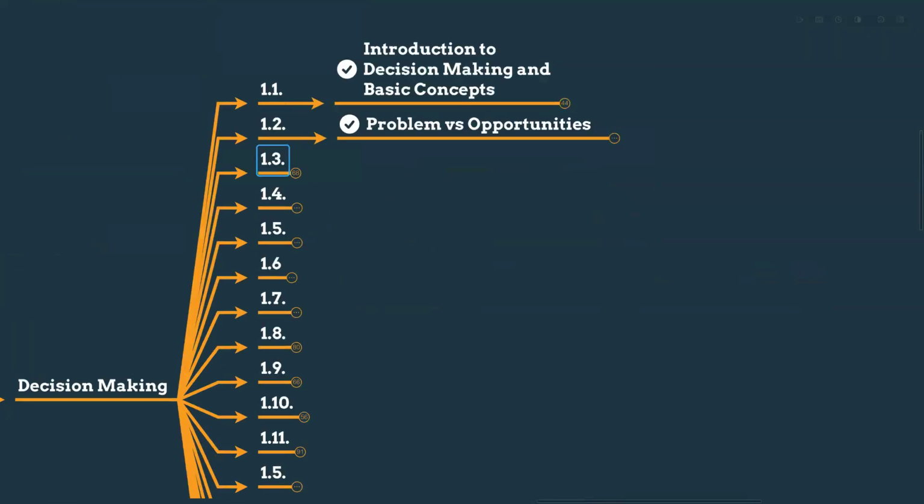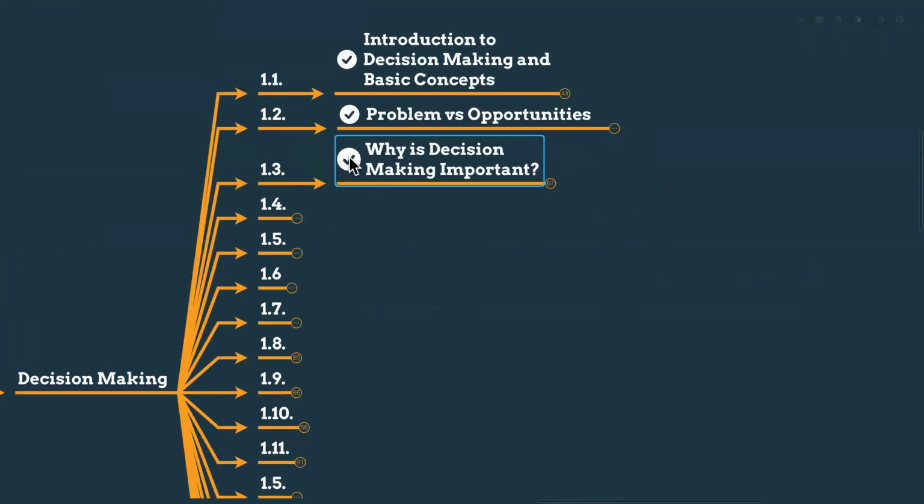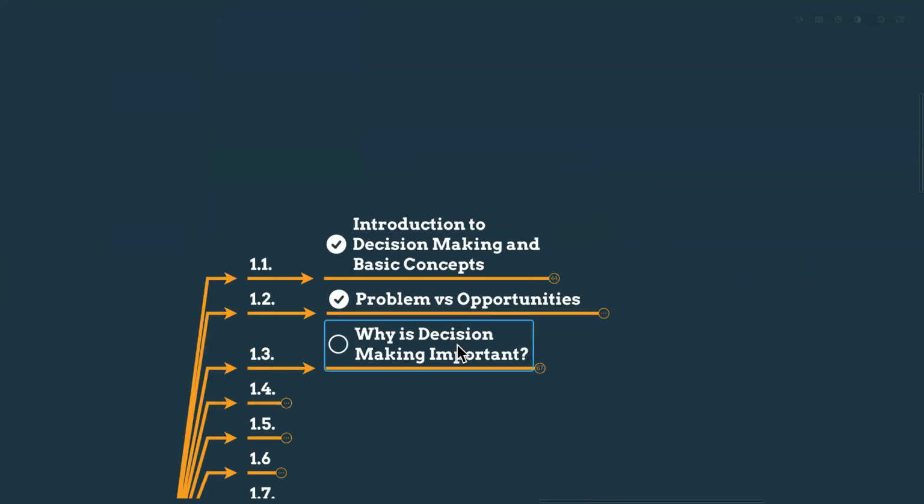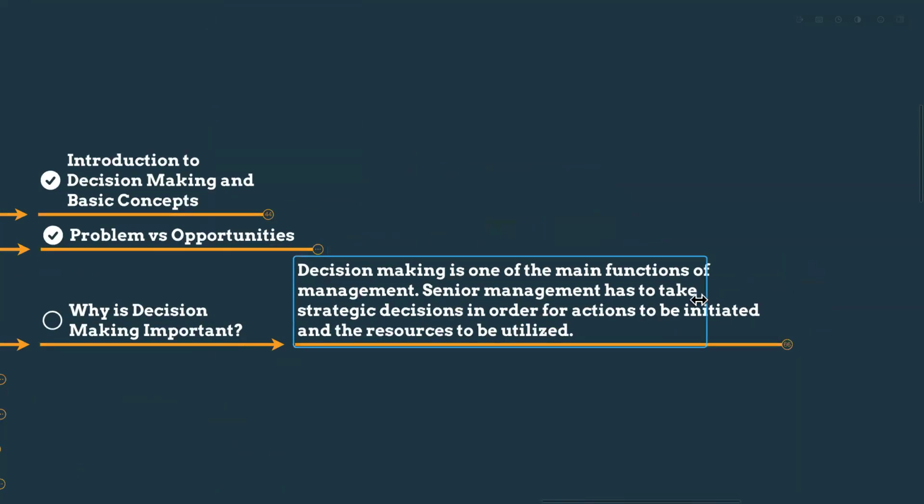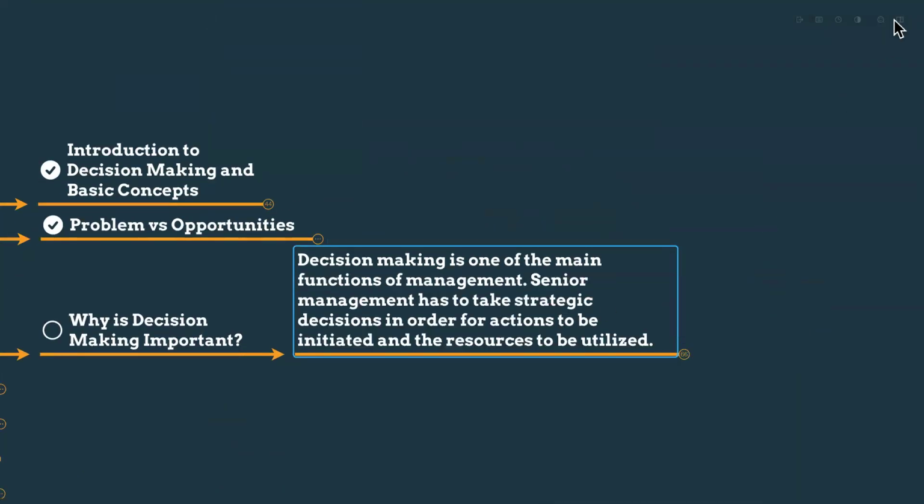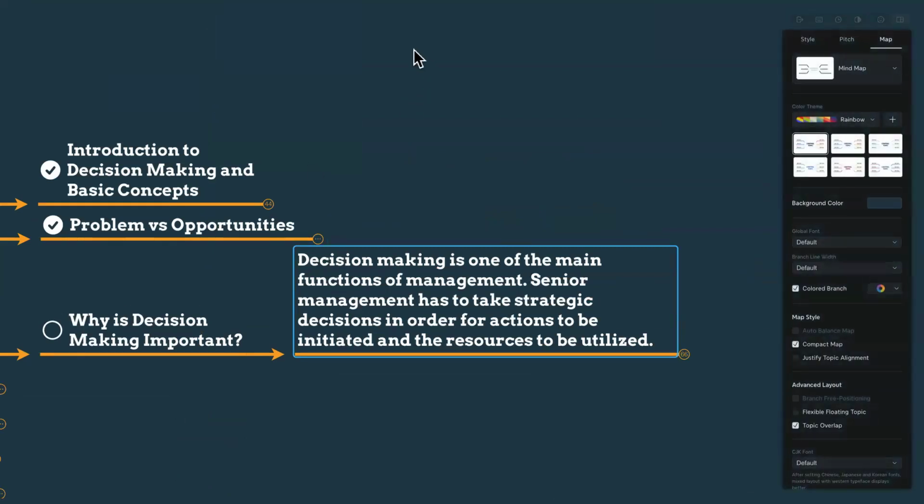Now, my dears, you have to think why it is important for decision making. Why is decision making important? Decision making is one of the main functions of management, my dears, because management functions are planning, organizing, leading, controlling. But before planning, organizing, leading, and controlling, we have to decide to plan. Before a decision, you can't even do the planning. So decision making is one of the main functions of management.